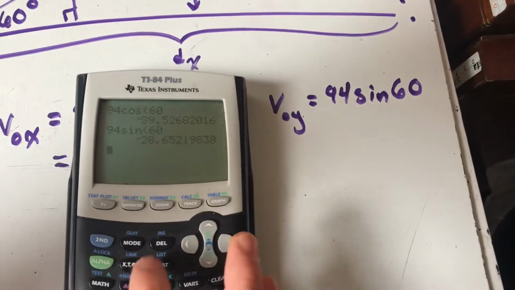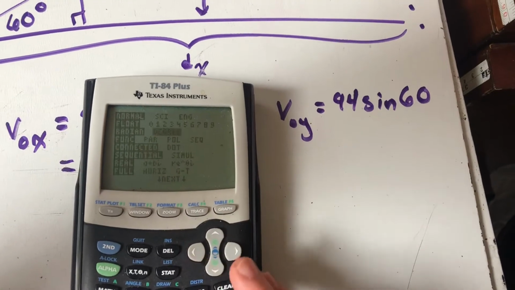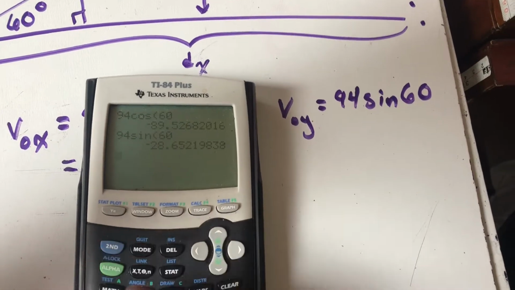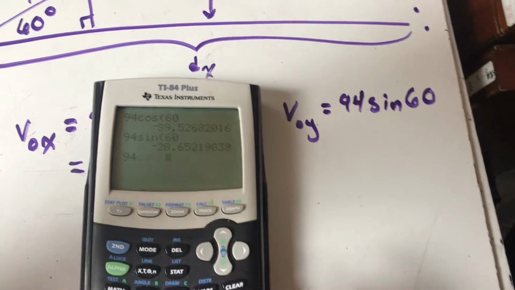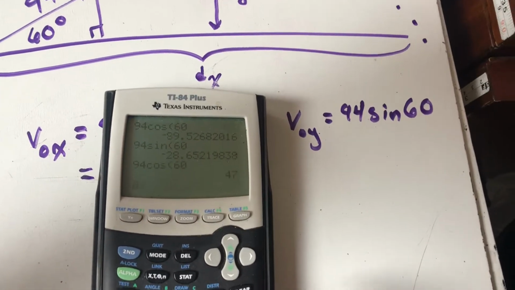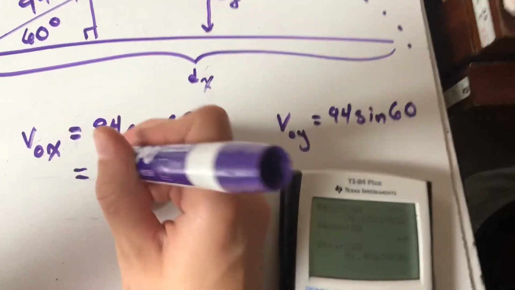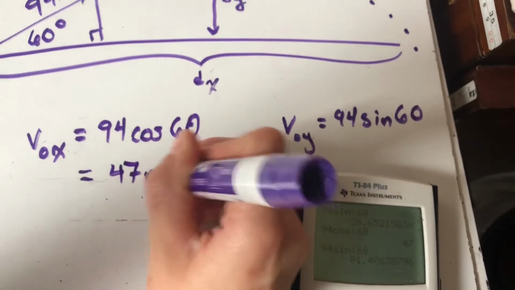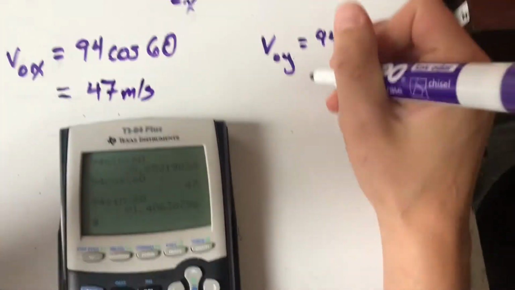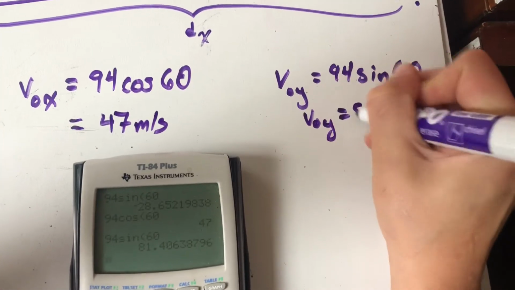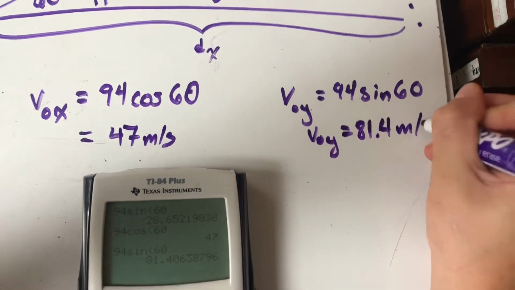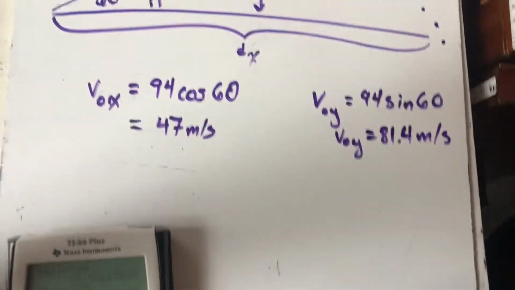I'm frustrated because I have my calculator in the wrong mode. So let me just make sure that I have it in the right mode. 94 cosine of 60, 94 sine of 60. Alrighty. So check it out. There's our Vox, 47 meters per second, and our Voy is 81.4 meters per second. Sweet. So that's how you find your components.